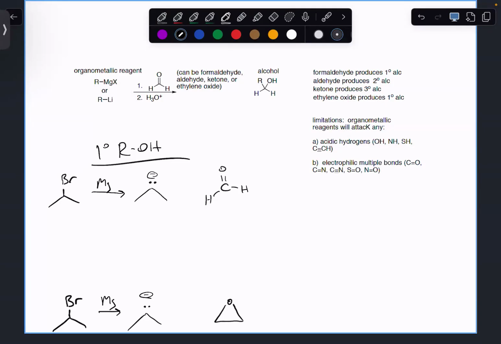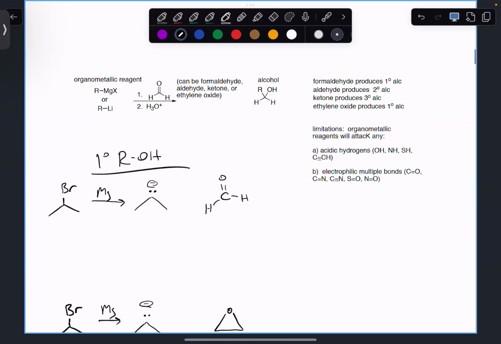So let's have a look at this first reaction. What I'm showing you here is we're going to try to make a primary alcohol. You can see that I'm starting with 2-bromopropane. And as with any Grignard reaction, we're going to add magnesium to it. Essentially, you put a negative charge where the halide was, and that is your nucleophile.